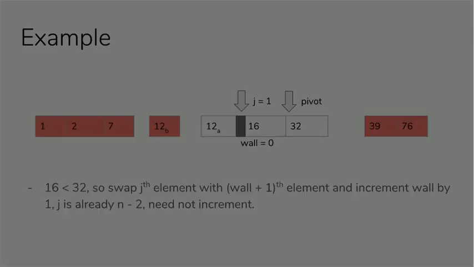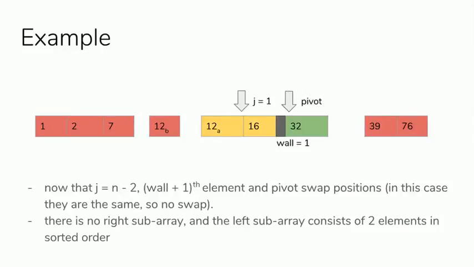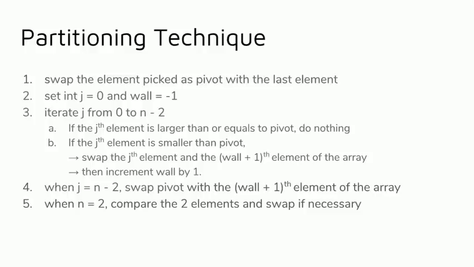Eventually, we reach a point where one of the subarrays is size 2, and in such cases, we can simply compare the two elements and swap them accordingly without doing a partitioning step again. So with that, our sort is complete, and here is a detailed explanation of the partitioning technique.